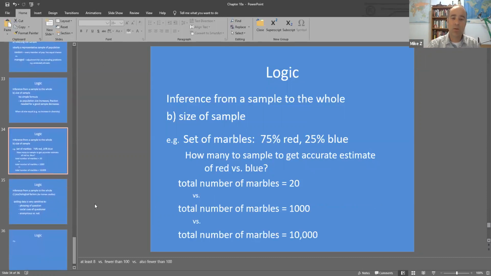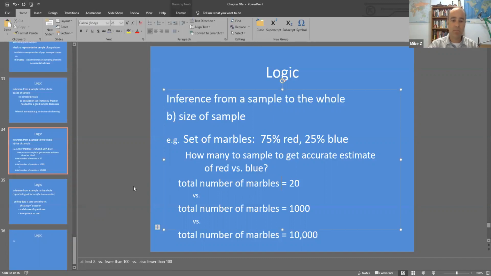Let's say we're talking about a population of marbles. And the marble population has this feature that 75% of them are red and 25% of them are blue. And you don't want to go through looking at every single individual marble in the population. You want to get a representative sample to give you a sense of what the percentages are. And you want your percentages to come out as close to reality as possible. So let's say that the total number of marbles in your population is 20.